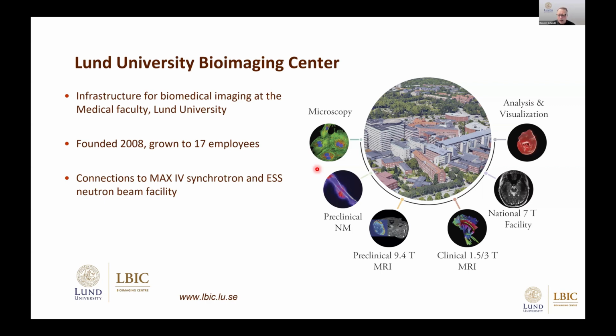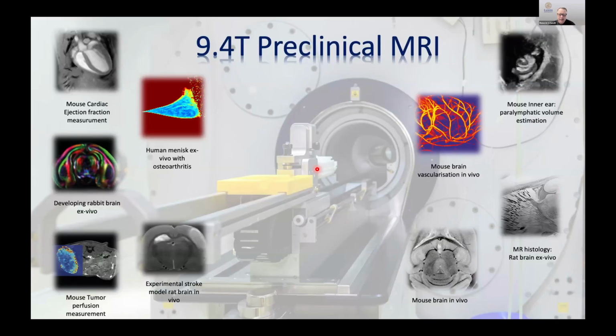But if you talk about MRI, we can do a lot of applications. This slide gives an overview of the many applications that we've been running through the years. Cardiac imaging on the mouse. You can look at a human meniscus ex vivo and look at composition. You can look at ex vivo rabbit brain, at how the fiber tracking is, developing brain. You can look in vivo at mouse tumor perfusion or stroke models in the rat.